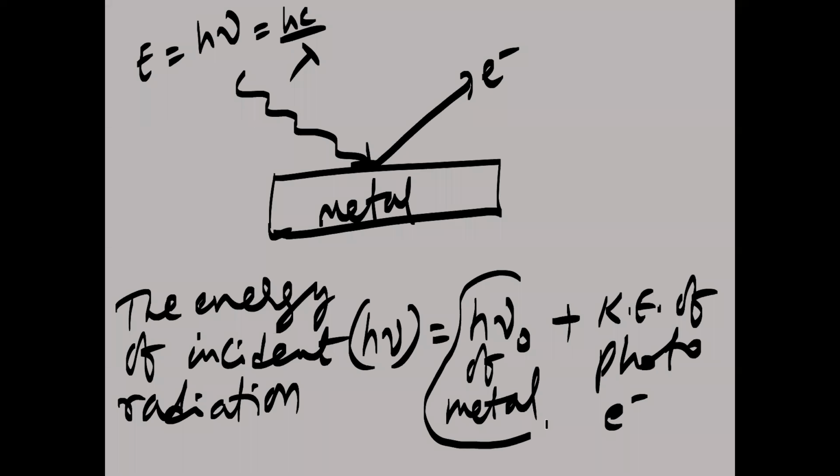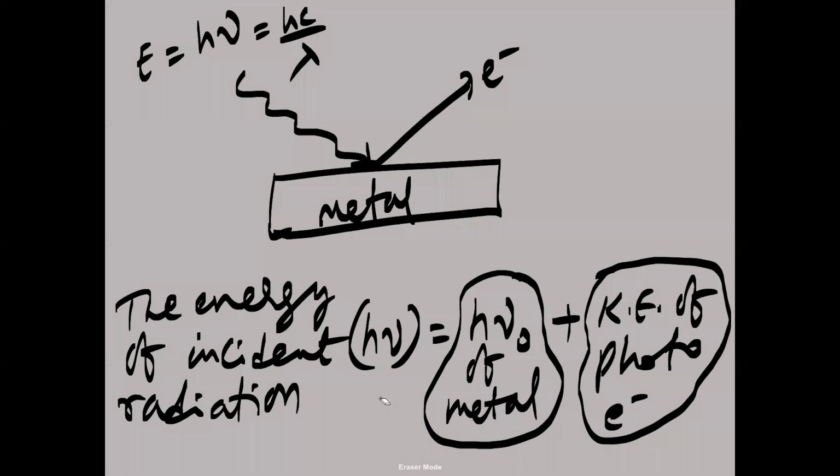So how is it converted here? According to the law of conservation of energy, one form of energy converts into another form of energy. Here, the energy of the incident radiation given to the metal surface, h nu, is equal to h nu naught of the metal, the threshold frequency or threshold energy of the metal, plus the kinetic energy of the photoelectrons.